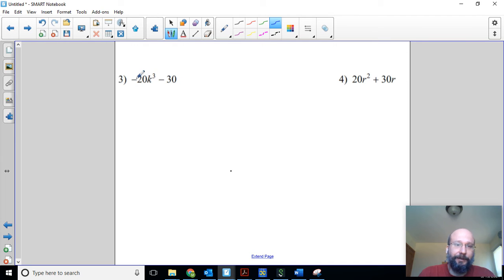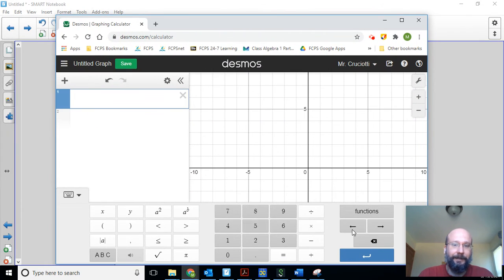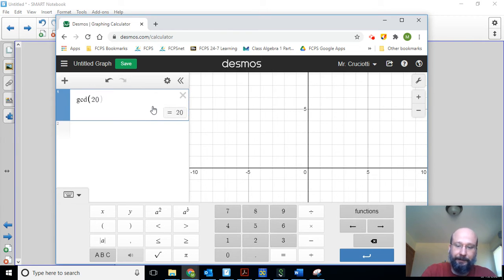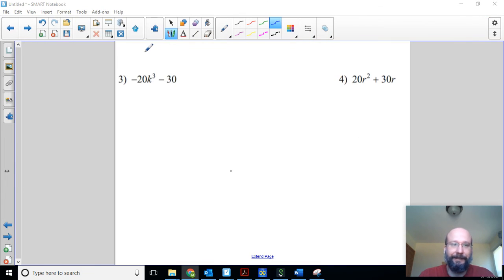So again, I'm going to start with negative 20 and negative 30. I'm going to use Desmos, and I'm going to put 20 and 30 in it. Functions, miscellaneous, GCD, 20, comma, 30. GCF is 10. Since they're both negative, I'm going to pull out a negative 10. I look at my variable. It's only in this one, so I can't pull that out.